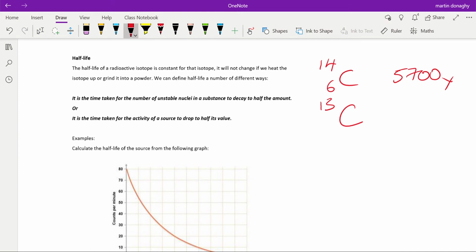Like if you're having a chemical reaction, we can speed that up by increasing the surface area, by raising the temperature. Doing those things with our isotopes does not change the half-life. Okay. Now we define half-life one of two ways.